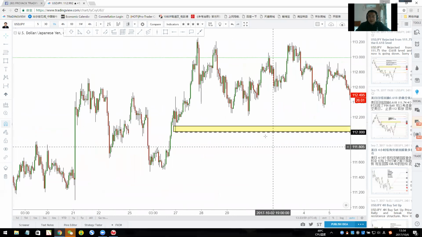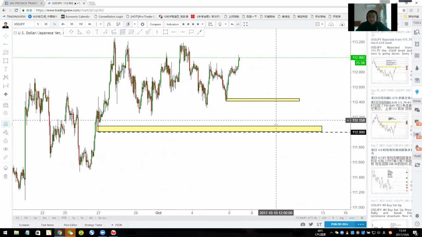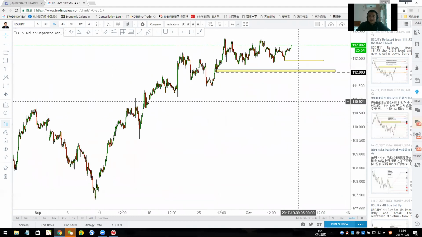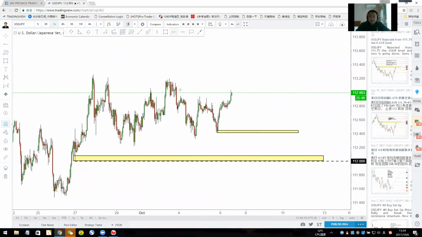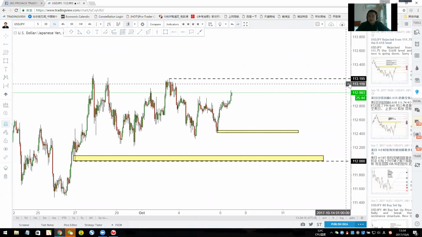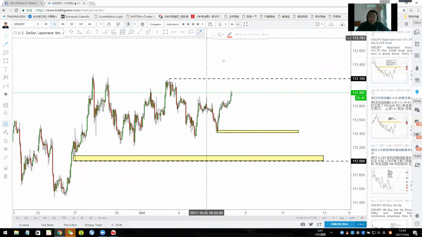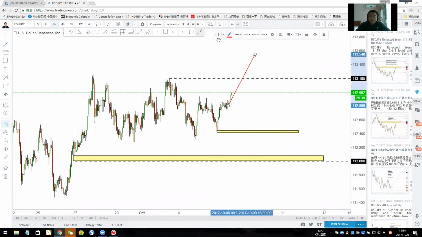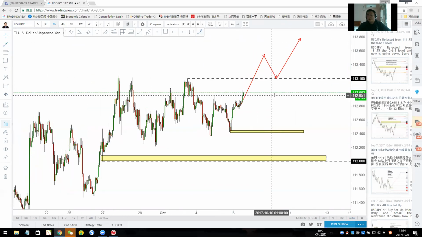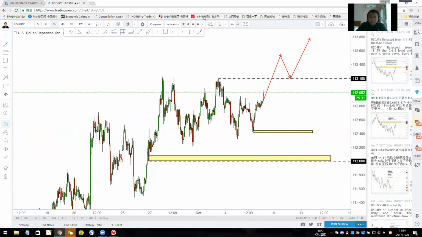So I'm still waiting for the dollar yen to push back to here, and you want to buy. But don't short. Alternatively, if you're looking for more upside room, you should be waiting for the dollar yen to close above 113.20. You need to see a strong bullish candle go up and pull back, and you want to be a buyer. Get it? So this is for dollar yen.